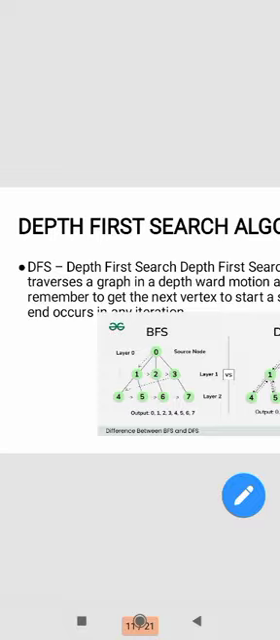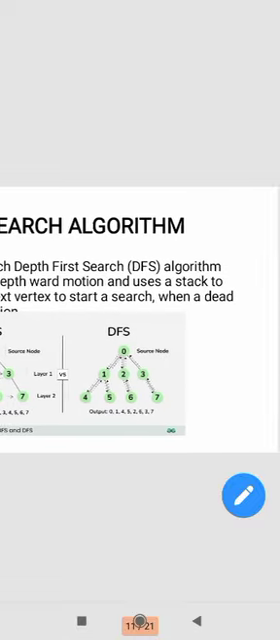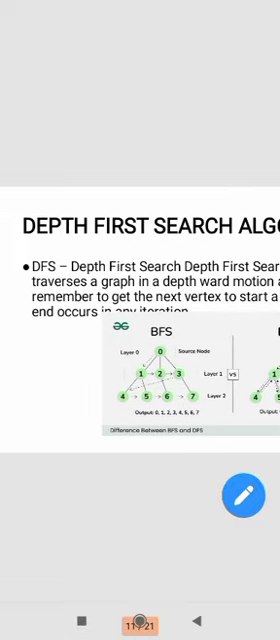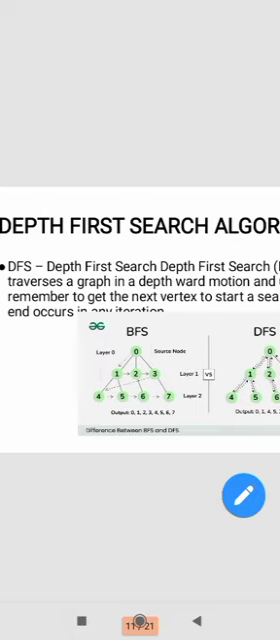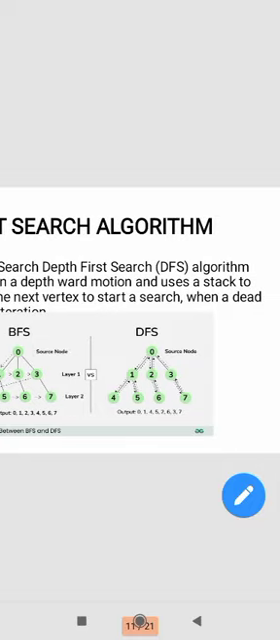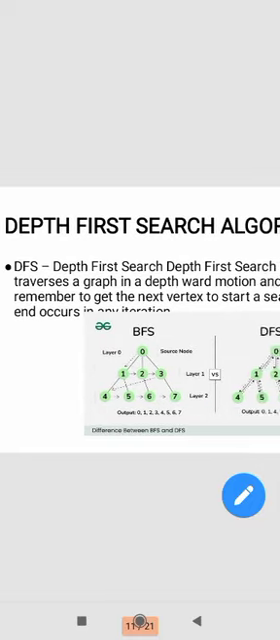So first we can see about the depth first search algorithm. It is called DFS. It is a depthward motion and uses a stack to remember to get the next vertex to start a search when a dead end occurs.